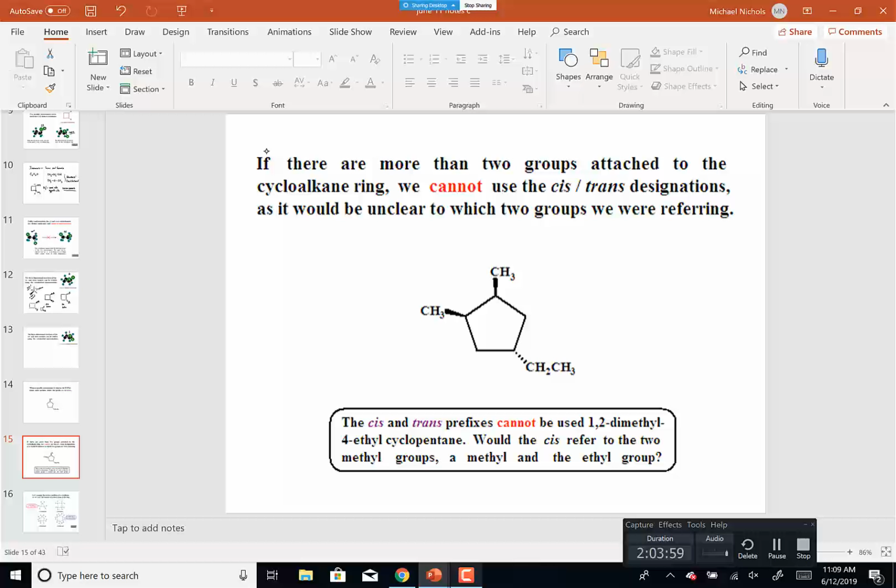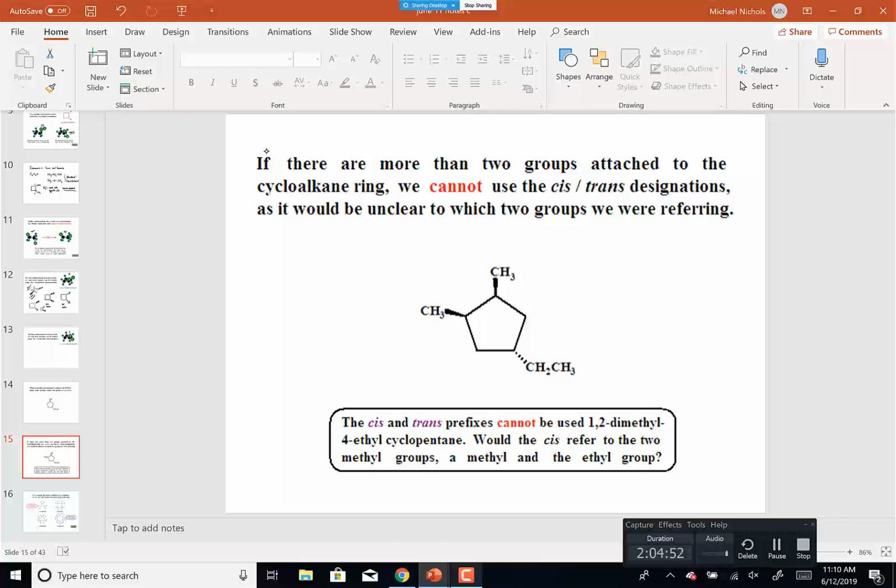In other words, if I said, what's that? You might say, oh, well, that's cis. But you're assuming that I'm talking about the same methyl groups, right? But I've got a third group. Well, no, it's not cis because the methyl and the ethyl group are trans. So when you have more than two groups, you can't use cis or trans to name the molecule. But you could say the two methyl groups are cis, or the methyls and the ethyl are trans. But you can't use this as part of the naming system.